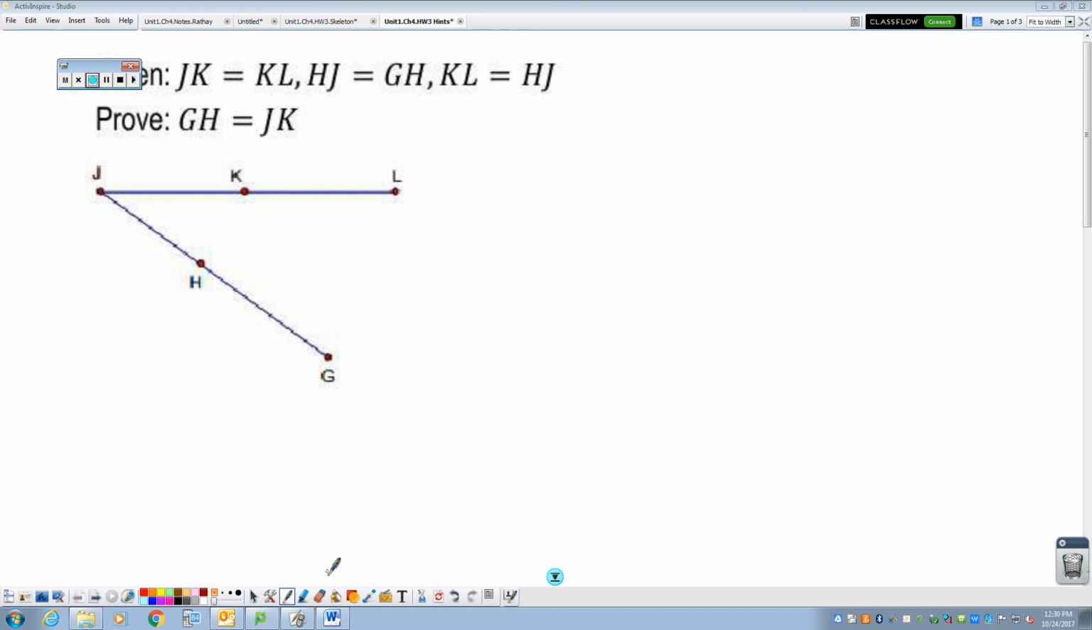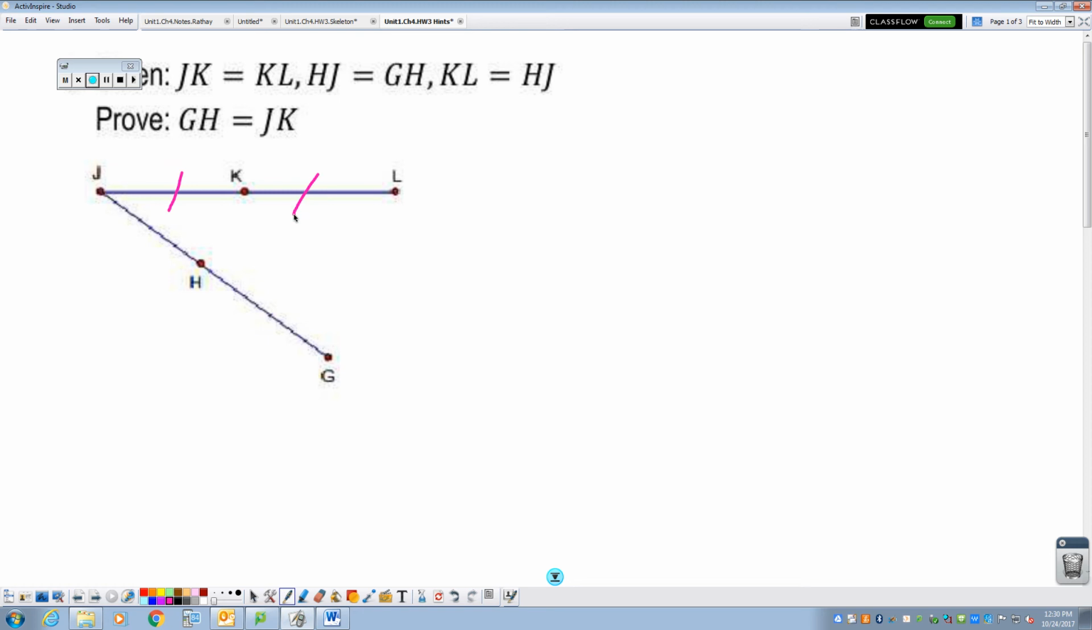All right, we're going to go through some hints for homework 4.3. First, I'm going to mark the diagram. I am given that JK is equal to segment KL. So that tells me that JK is equal to KL.